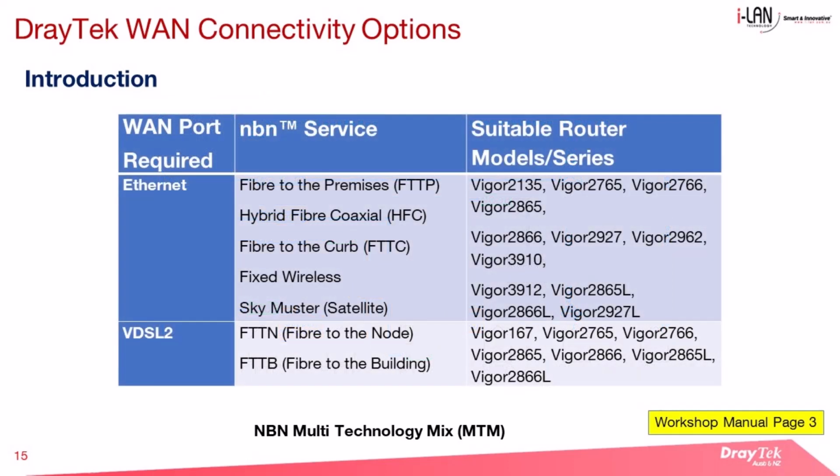This table summarises the types of connections required by each type of NBN and which DrayTek routers are suitable with it. You'll find it on page 3 in the manual if you want to use it as a reference point, but I'll go into a little bit of detail about them as well.